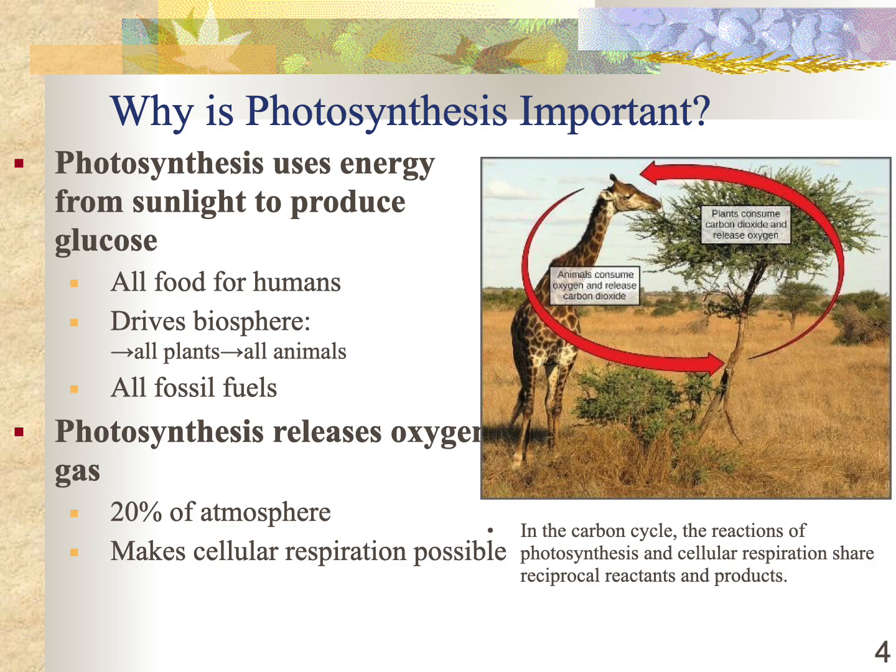This is really important because photosynthesis produces all food for humans. It produces the energy that is going to drive the biosphere. Plants and animals all depend on photosynthesis. And fossil fuels, even, are stored energy from sunlight that's been buried plants and buried algae. Another really important thing is photosynthesis releases oxygen gas, and that's needed for us to do cellular respiration, and it makes eukaryotic life possible. It provides 20% of the atmosphere.